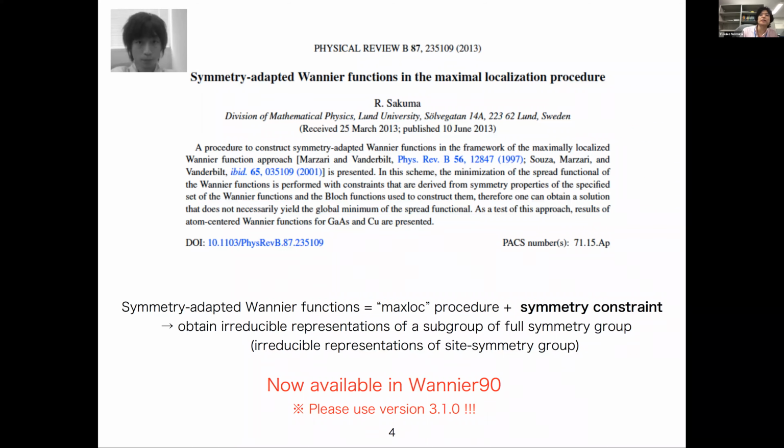Now this functionality is available in the new version of Wannier90. But most importantly, please use the latest version, 3.1, because in version 3.0 we have some bugs in the symmetry-adapted mode. And it is fixed by Jonathan and Valerio, and I really appreciate their effort. So to avoid the bug in the symmetry-adapted mode, please use version 3.1.